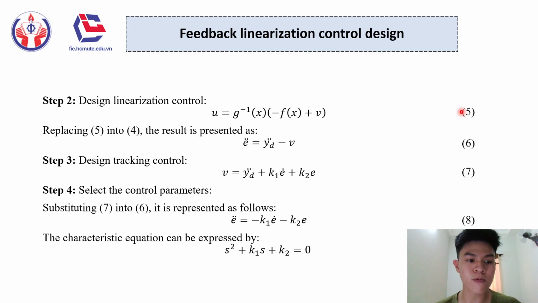Now come to step 3, we design a tracking control. We have equation number 7 over here. And come to step 4, select the control parameters. By substituting equation number 7 into equation number 6, we will have equation number 8, which is e double dot equals minus K1 e dot minus K2 e. And the characteristic equation, or equation number 9, will look like s squared plus K1 s plus K2 equals 0.